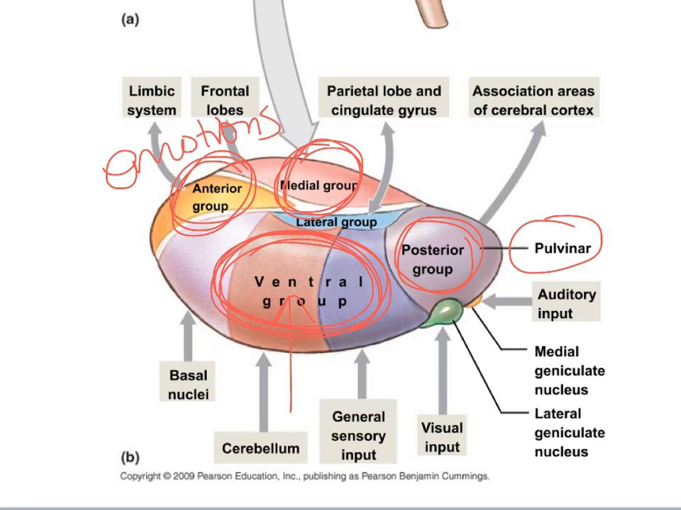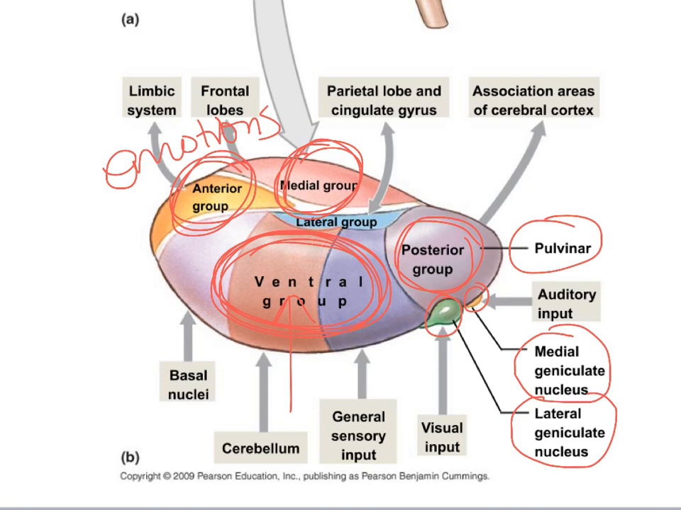But what I want you to know here is that in the pulvinar, we have these two bodies. One is called the medial geniculate, and the other one is called the lateral geniculate. Okay, so we've got the medial and the lateral geniculate. Now, I don't want you to confuse them with the colliculi. Okay, these areas are going to receive visual and auditory information. It's not a reflex.